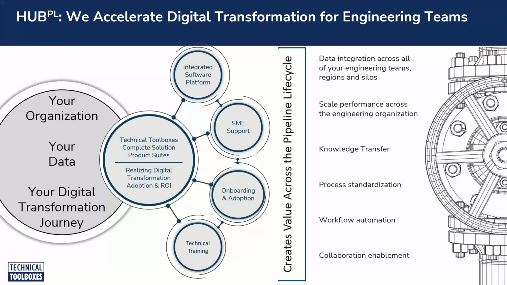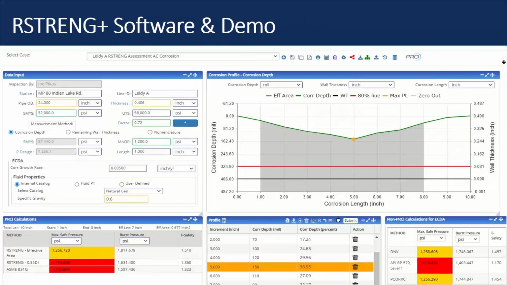The Pipeline Hub is an integrated data environment, or an IDE, which means that pipeline data can be easily imported or configured, managed and centralized, and leveraged by any application in the environment. So things like data integration and integrity, improved productivity and collaboration, automated reporting, knowledge transfer, process standardization, and workflow automation are all applied to each app in the Hub.